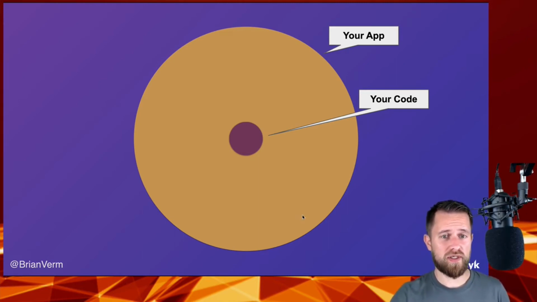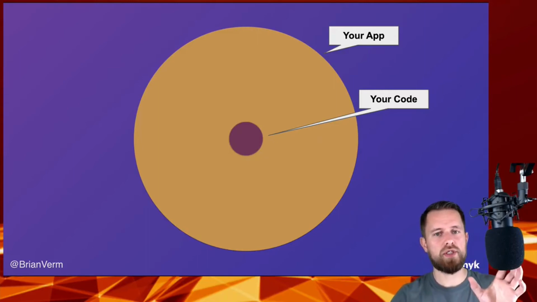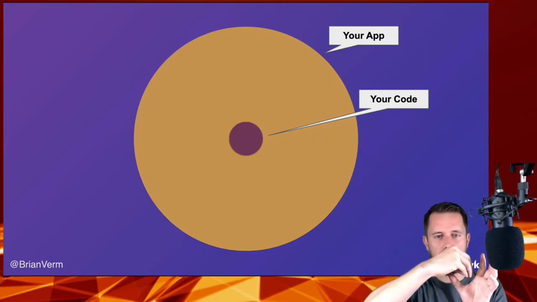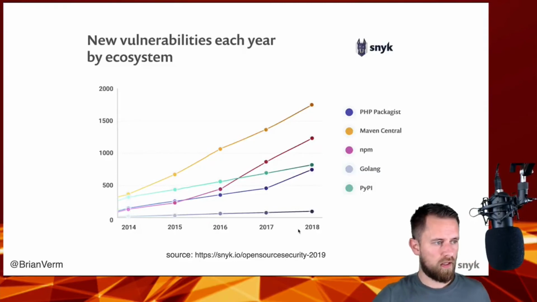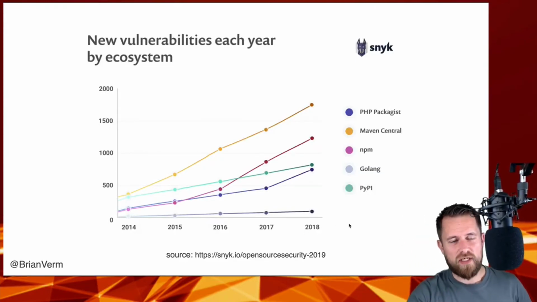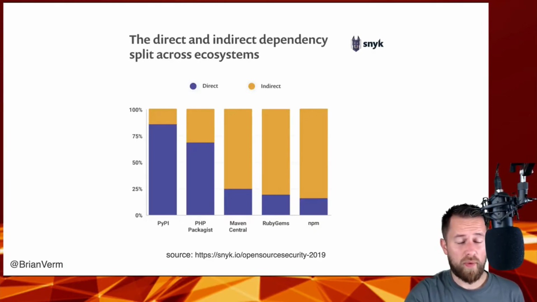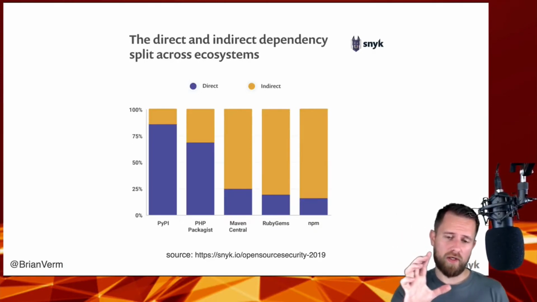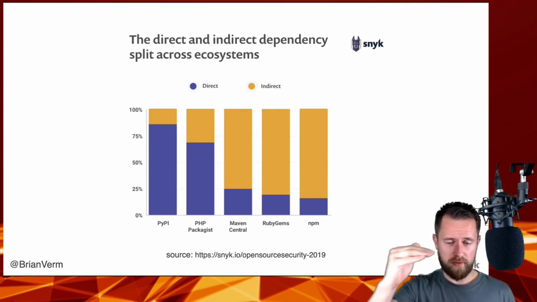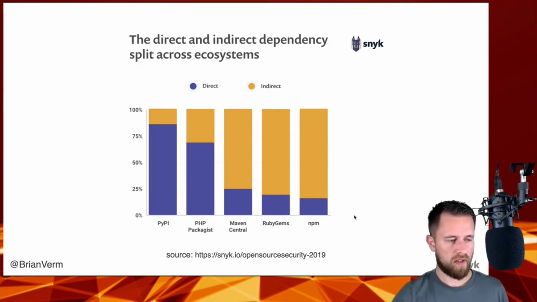Because my container consists of the container with the base image plus my application inside of it. So new vulnerabilities are found every single year, and it's a growing thing. If we're looking at PHP, Maven, well, PHP of course, but PHP is not that big of a deal, but Maven and NPM are rising. And we can see that most of these things are not the dependencies that you include, but the dependencies underneath. So you should be scanning these things.